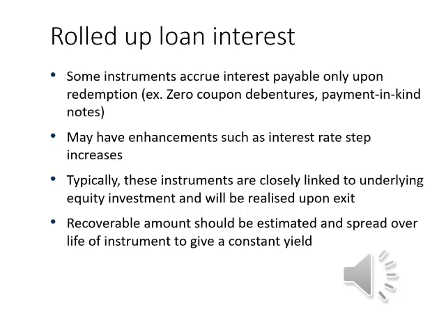Some instruments may have rolled up loan instruments characteristics, and so what they would do is they would accrue interest payable only upon redemption, so very similar to a zero coupon bond or payment in kind notes. And they may have other enhancements like step increases in the interest rate. And typically these kinds of instruments would be very linked to the underlying equity investment and would themselves be redeemed completely on exit. And therefore, in order to estimate the yield of these as loan products, one should take the recoverable amount, estimate it at the moment of exit, and then spread it over the life of the instrument in order to generate a constant yield for valuation purposes.